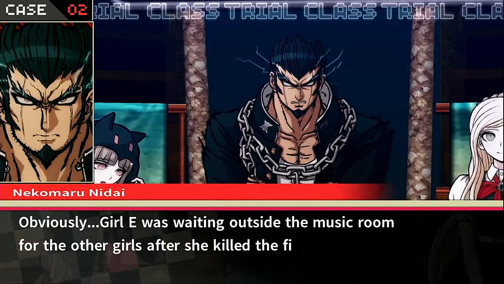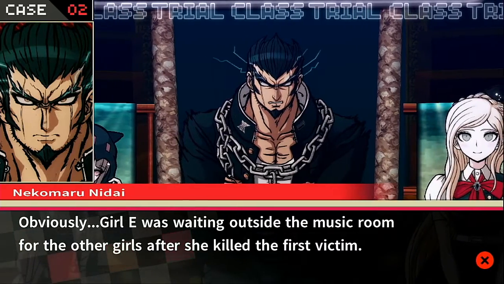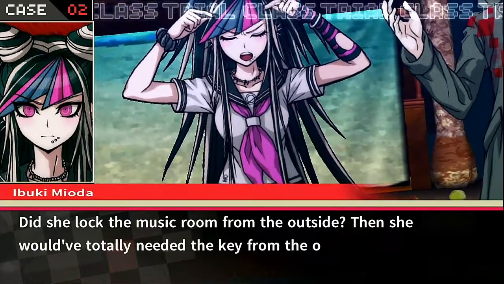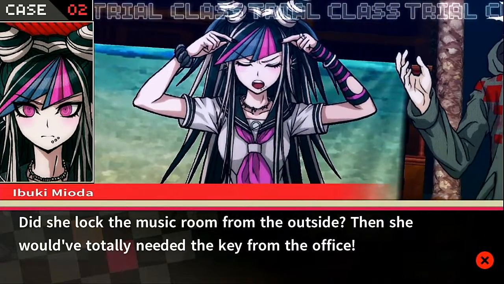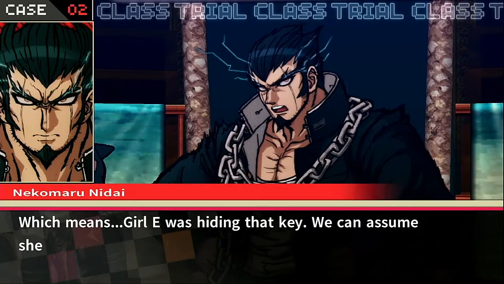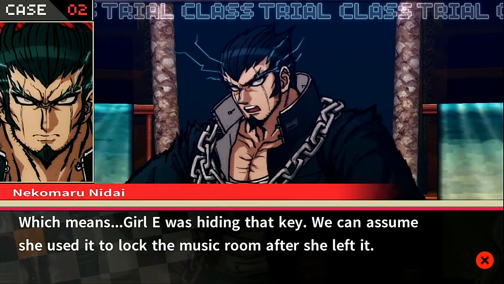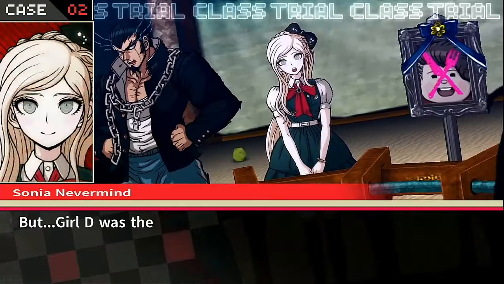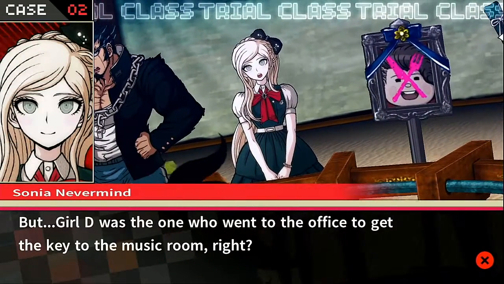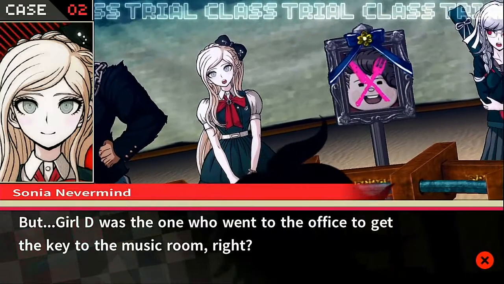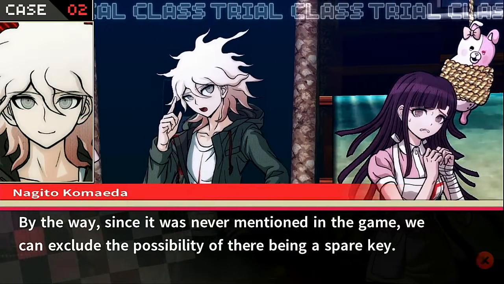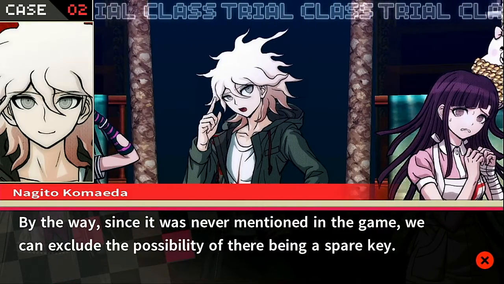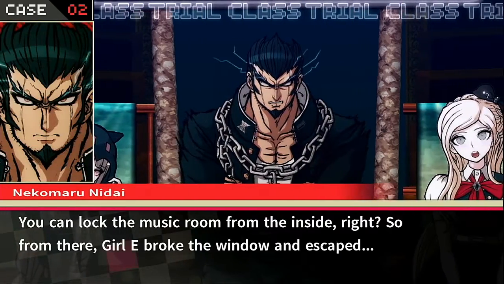Obviously. Girl E was waiting outside the music room for the other girls after she killed the first victim. Did she lock the music room from the outside? Then she would have totally needed the key from the office. Which means Girl E was hiding that key. We can assume she used it to lock the music room after she left it. But Girl D was the one who went to the office to get the key to the music room, right? By the way, since it was never mentioned in the game, we can exclude the possibility of there being a spare key. You can lock the music room from the inside, right?